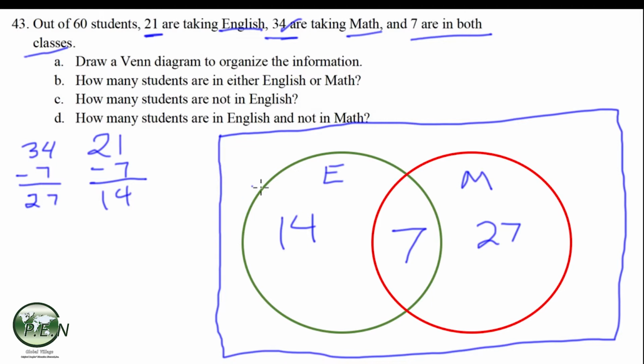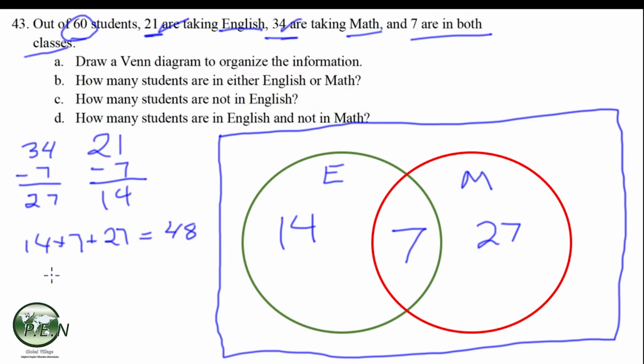The next thing to check is that since we've taken care of this piece of information, have we accounted for all 60 students? So let's see how many we've taken care of so far. We've got 14 plus 7 plus 27. And if we add all those together, we get 48. No, we haven't counted all of them.